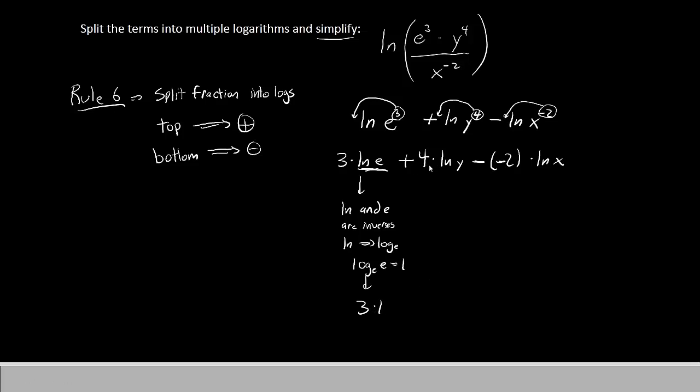Now the next term, the 4 times ln of y, can't really be simplified. Not much we can do with that one. And for our last term, we have negative of negative 2, which is just positive 2 ln of x. And there we go. We have 3 times 1, which is just 3, plus 4 times ln of y, plus 2 times ln of x.